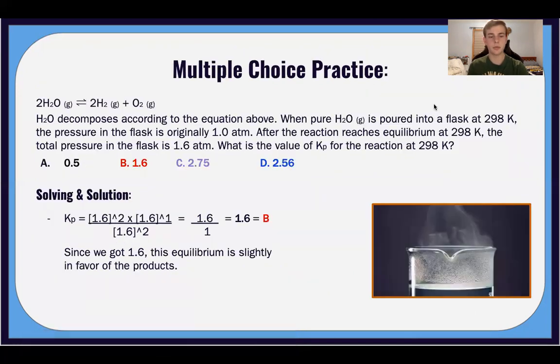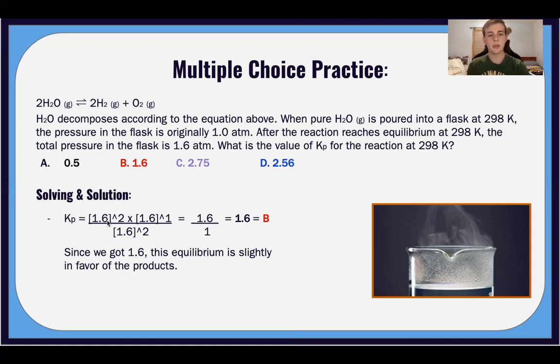So here's just another multiple choice practice. We have 2H2O changes into 2H2 plus O2. So H2O decomposes according to the equation above when pure H2O is poured into a flask at room temperature, which is 298 Kelvin in this case. The pressure in the flask is originally at 1.0 ATM, standard pressure. After the reaction reaches equilibrium, the total pressure in the flask is 1.6 ATM. What is the value of Kp for the reaction then? Still at room temperature as well.